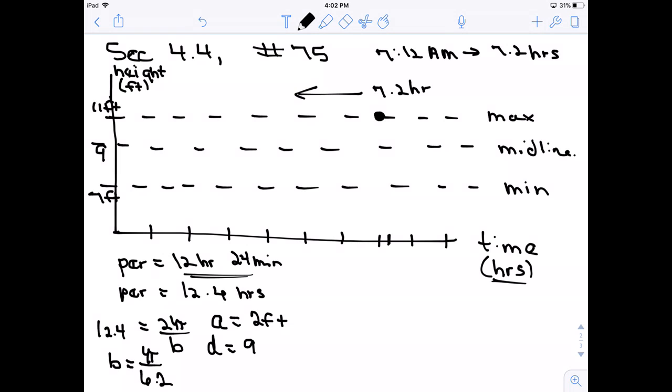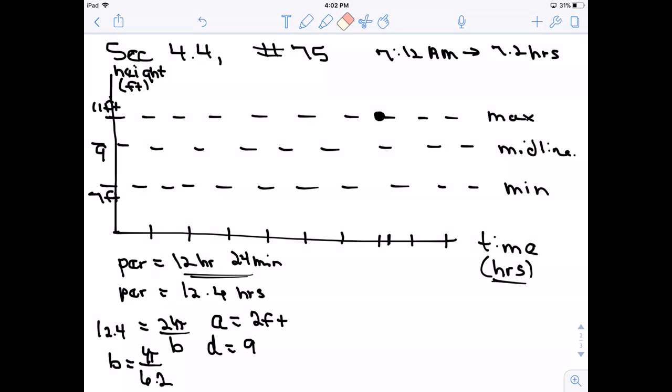I'm doing a little bit of mental math there, but really, if you just think backwards, like if your max is at 7 a.m. or a little after 7 a.m., and work backwards from there, you can find your min pretty easily.